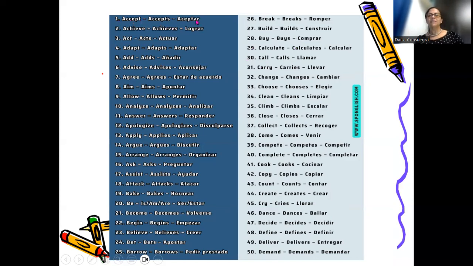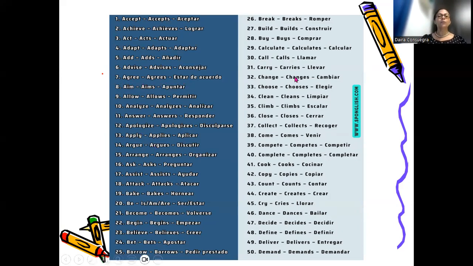Accept means aceptar, and here we have the form for I, you, we, and they, and here we have accepts, that is the form of he, she, it. So the first verb is for I, you, we, and they, and the second one is for he, she, it. So when you read all of them, you will notice that you just have to follow this and you will be able to speak. For example, you want to say, yo estoy de acuerdo. I agree. Ella está de acuerdo. She agrees. Why she agrees? Because I'm talking about she.